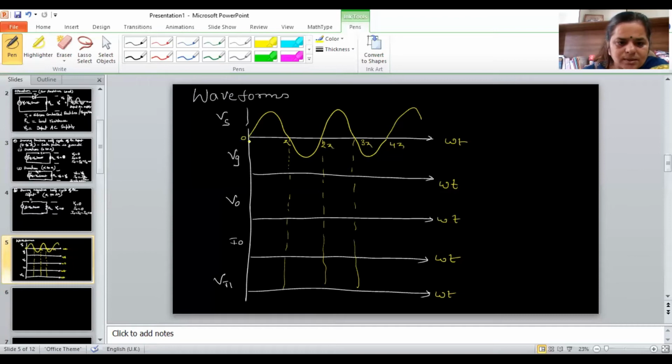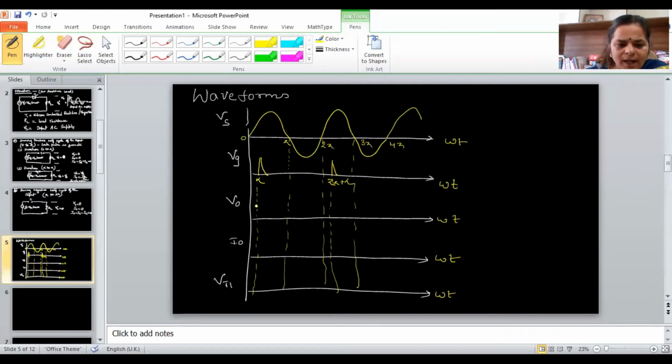Now suppose at alpha I have given the gate pulse. So what is this angle? Alpha. And here also we will give the gate pulse at 2 pi plus alpha. So what is this angle? This will be 2 pi plus alpha. Now extend these alpha points also, because the SCR will be on at alpha only. Although it will be forward biased at 0, it will be on at alpha.